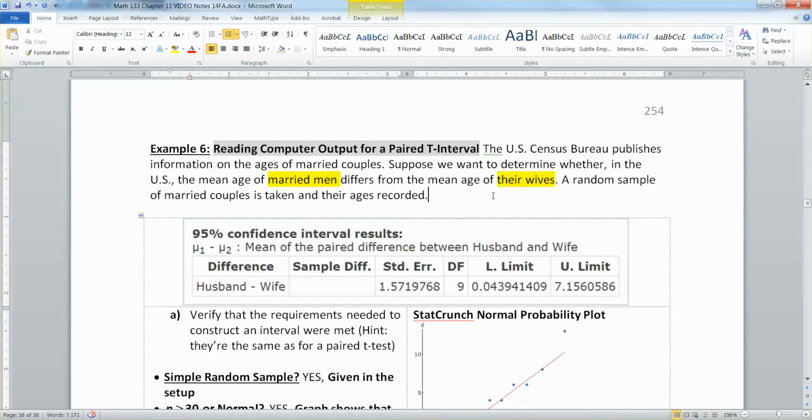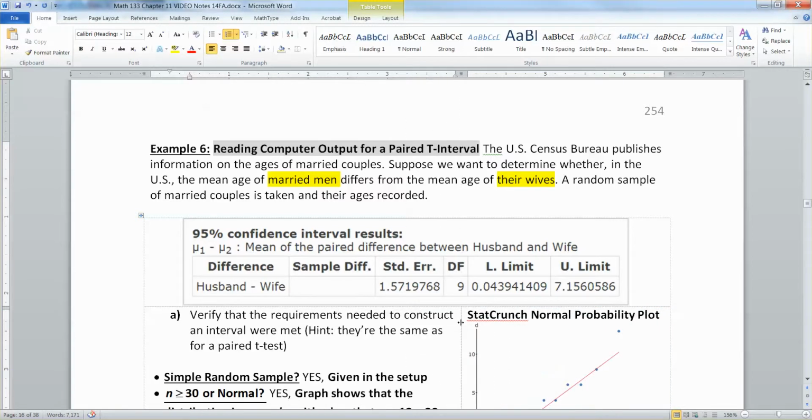The U.S. Census Bureau publishes information on the ages of married couples. Suppose we want to determine whether in the U.S. the mean age of married men differs from the mean age of their wives. Notice I highlighted the husbands and wives, because if they're husbands and wives, you're dealing with a paired test, where the sample is dependent.